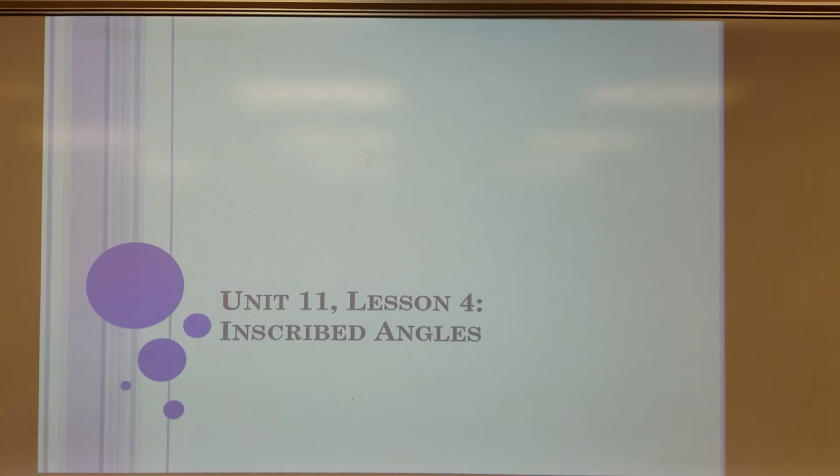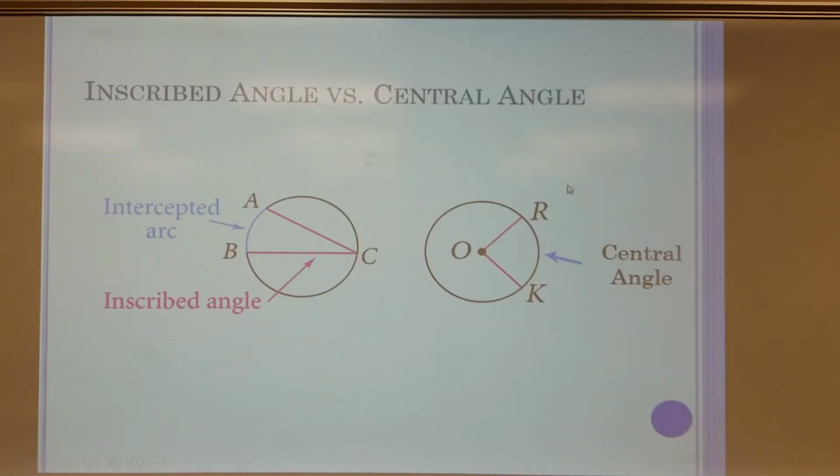These are angles whose vertices are on the circle, and the angles are drawn through the circle. So it'll be kind of an interesting approach here as we think about this concept. All right, so an inscribed angle versus a central angle. Here is fundamentally how these are related to one another.